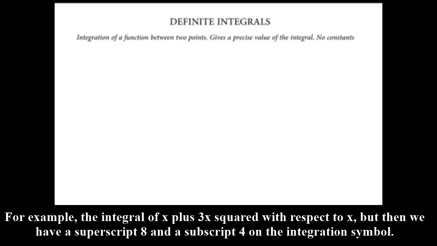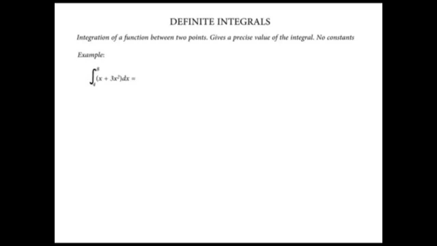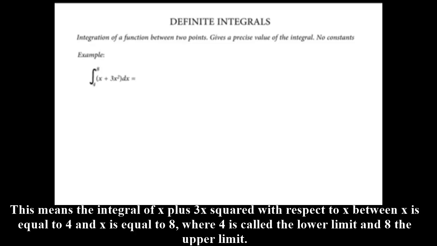For example, the integral of x plus 3x squared with respect to x, but then we have a superscript 8 and a subscript 4 on the integration symbol. This means the integral of x plus 3x squared with respect to x between x is equal to 4 and x is equal to 8, where 4 is called the lower limit and 8 the upper limit.